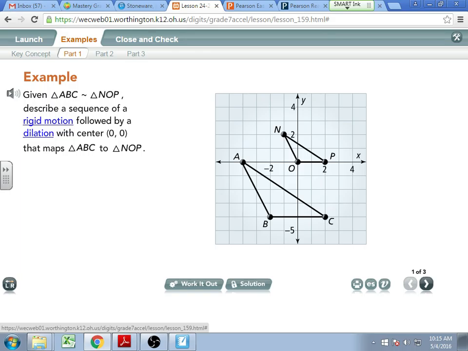So if ABC is similar to NOP, we want to describe a sequence of rigid motions. And guys, this is where people get mixed up on the order that we work in. We have to go from ABC to NOP. So the first thing that I like to identify is, is it an enlargement or a reduction? From ABC to NOP, do I get bigger or smaller? Smaller. So we have a reduction. So that tells me that my scale factor will be less than 1.